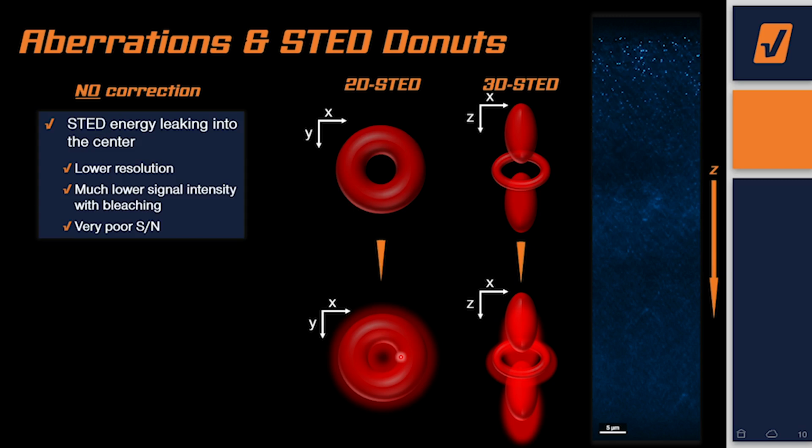So I want to sum this up a little bit. When we do confocal and STED imaging in particular without any correction, everything is fine as long as we are staying close to the cover slip. But as soon as we go deeper in our tissue samples, the STED energy is leaking into the intensity minimum, and this way you lose resolution and signal intensity, and get a poor signal-to-noise ratio. This is particularly relevant for 3D STED imaging, because you basically lose the intensity minimum in your STED donut altogether, resulting in the depletion of all the fluorophores in the focal plane, and you basically get close to no signal in the deeper sample areas.